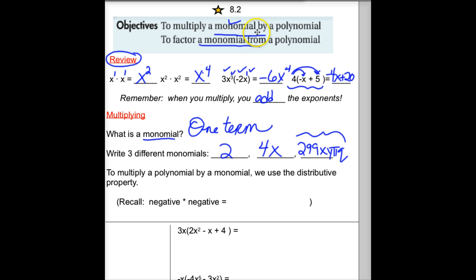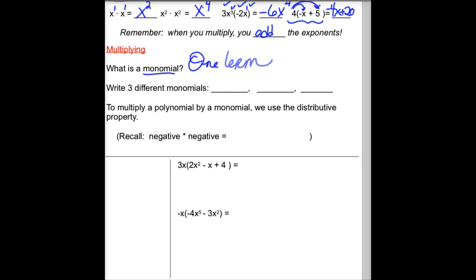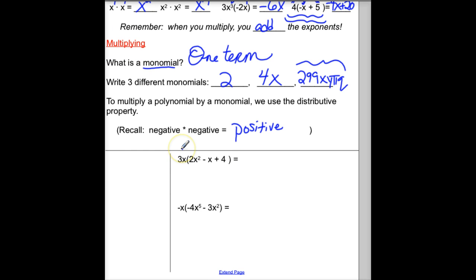And it says to multiply a polynomial by a monomial, we use the distributive property, just like we did right up here. We're just going to recall a few things, that a negative times a negative is a positive. We're going to remember that when we have multiplication with something out front of parentheses, we distribute it in. So let's write down over here what we're doing here. We're going to distribute, which means multiply the 3x in. You might say into what?